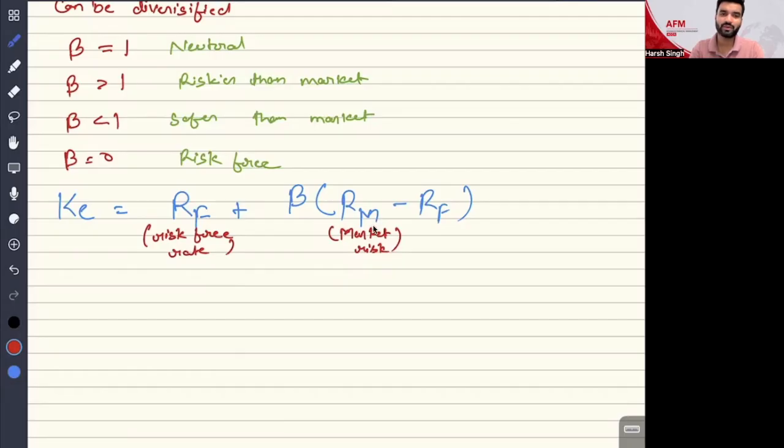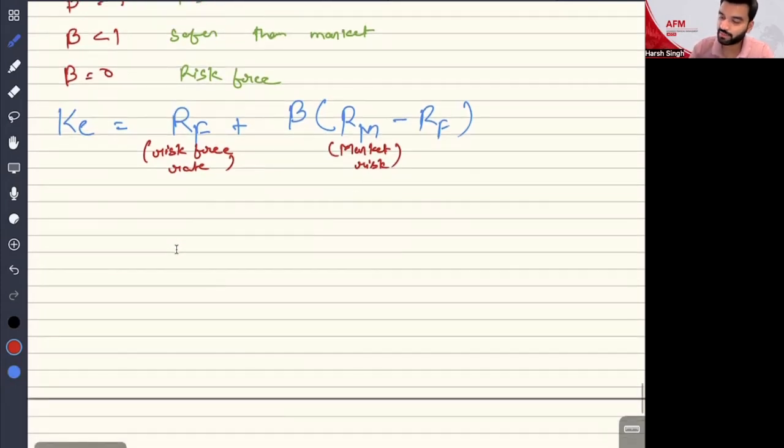The questions over here are actually very simple. You don't have to worry about anything. Sometimes the exam may directly give you RM minus RF as the market risk premium. So don't get confused if they give you the market risk premium. Now there are certain assumptions over here which are very important.